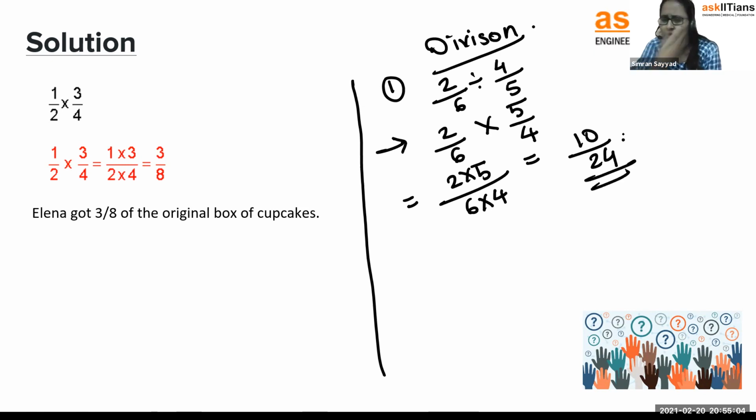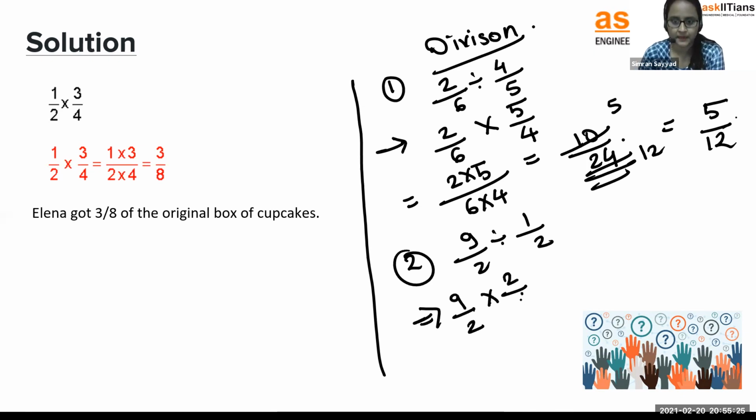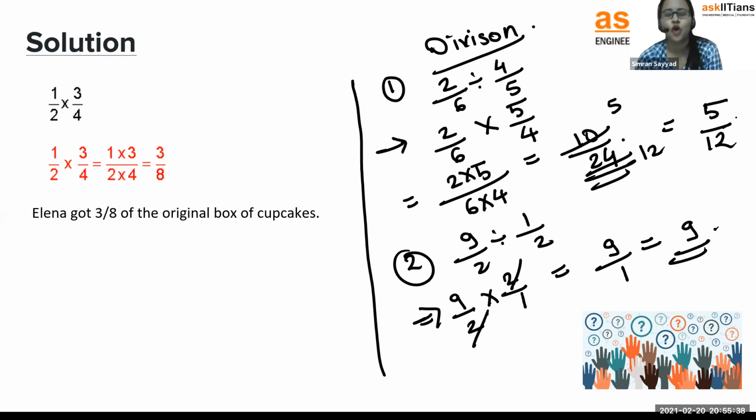इसको आपको रिड्यूस करना है. Yes, of course you can reduce it. 2 5s are 10, 2 12s are 24. So final answer I can write is 5 upon 12. Yes, I think division is clear to you. 9 by 2 divided by 1 by 2. Again, 9 by 2 multiplied by 2 by 1. Multiplication and inverse. So, here I can do one quick step. 2 and 2 get cancelled. The answer is 9 by 1, which is nothing but simply 9. Yes, I hope the concept of division is also very much clear to you.